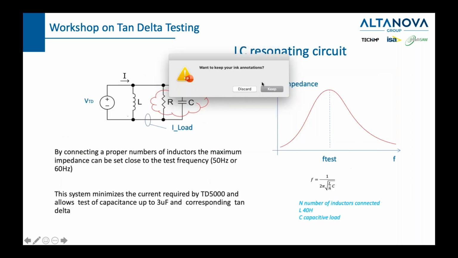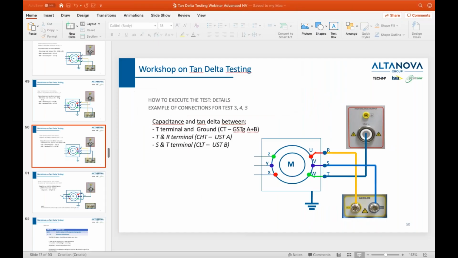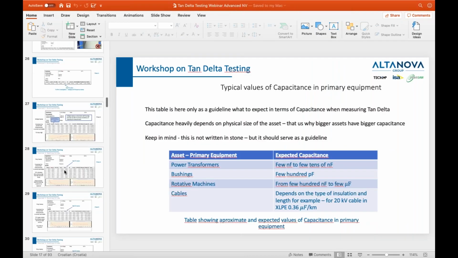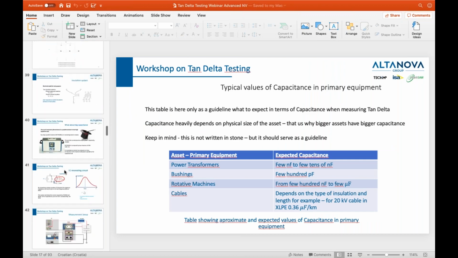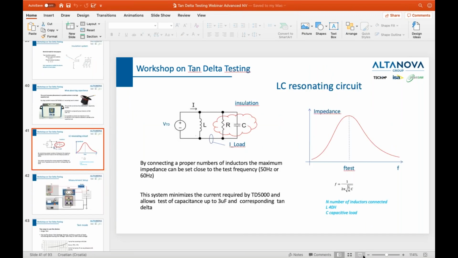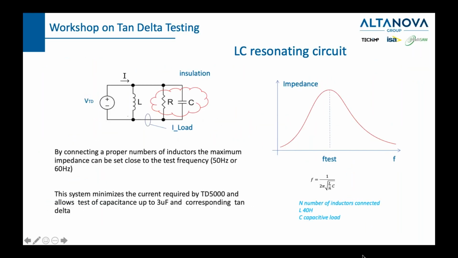Just a second, my presentation has blocked for a second, so I'll just stop it and start it again. So we were here. Now, when we connect a proper number of inductors and we choose a good frequency, we can reach the point at which we have a maximum impedance of the system.